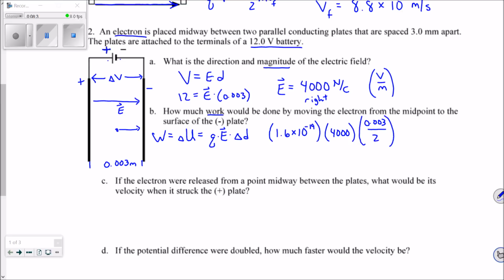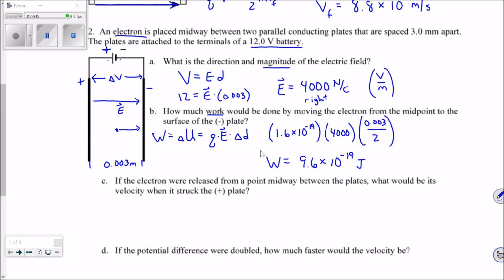So doing that will give me the amount of energy that we have gained, which would be the amount of work that we must have done. So the amount of work done was 9.6 times 10 to the negative 19th joules. Small amount of work being done because I'm moving a rather small particle.